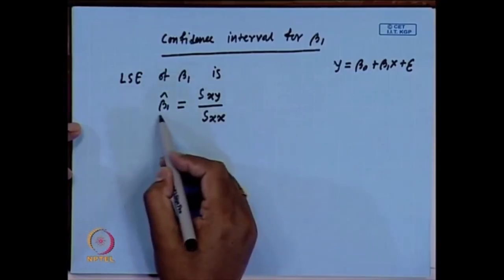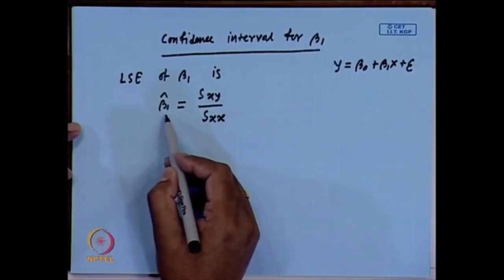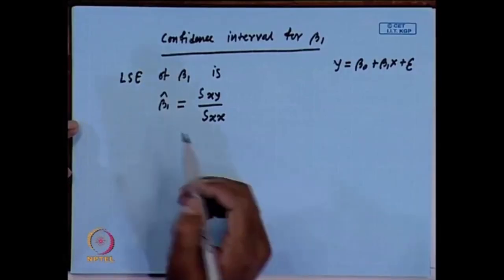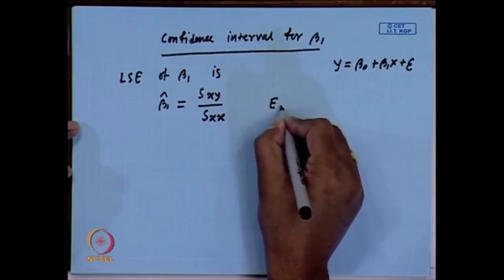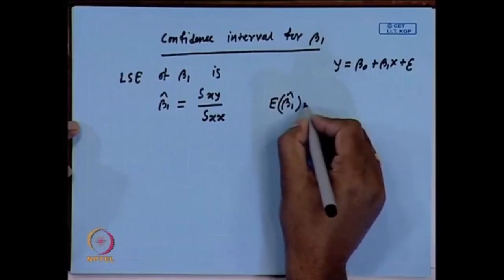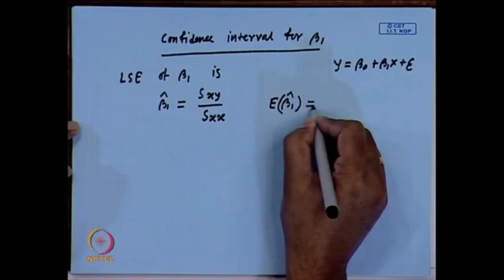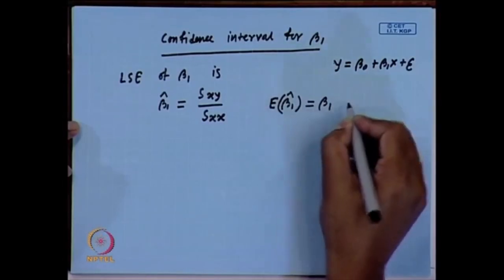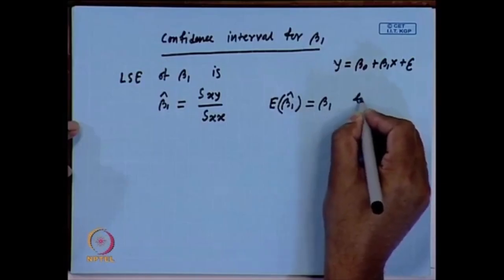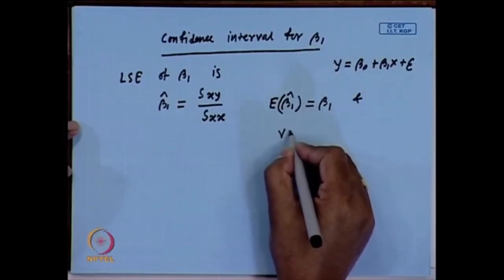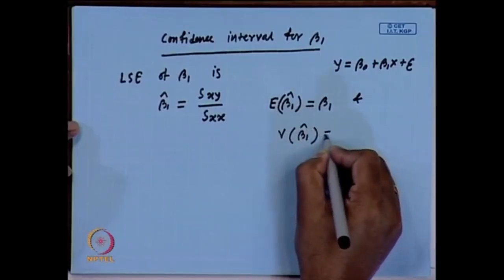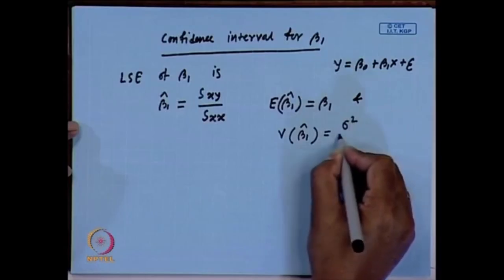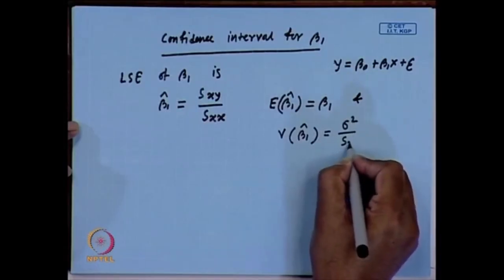Here beta 1 hat is equal to S x y by S x x. We need to find the sampling distribution of beta 1 hat. We know that beta 1 hat is an unbiased estimator of beta 1, that means the expected value of beta 1 hat is equal to beta 1, and also we know that the variance of beta 1 hat is equal to sigma square by S x x.